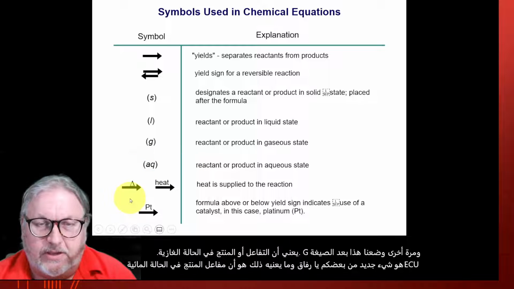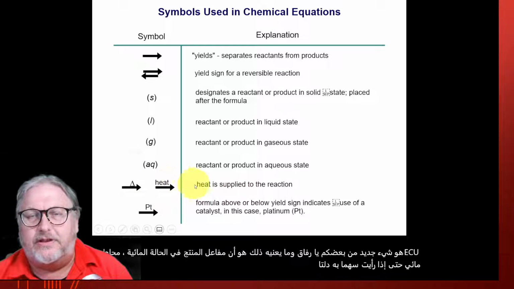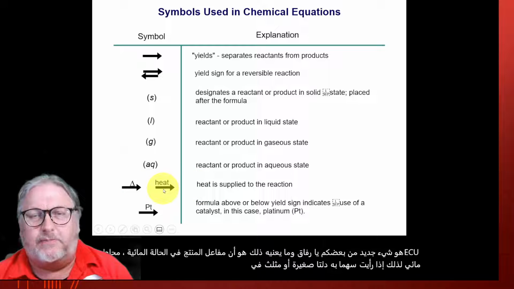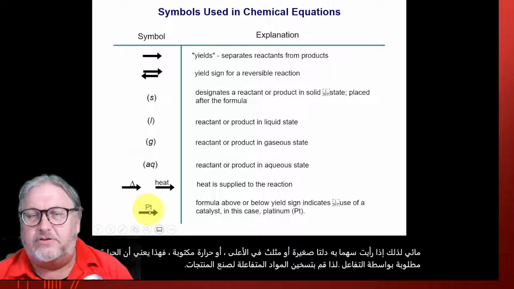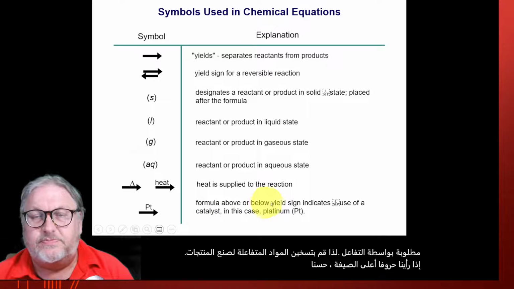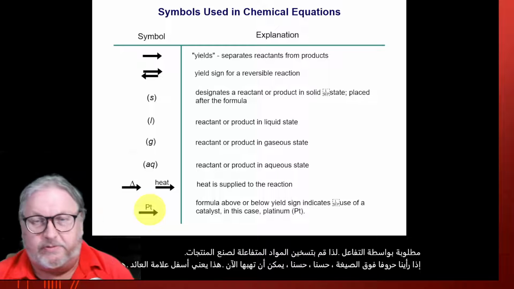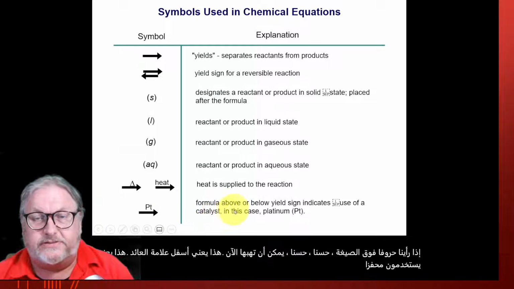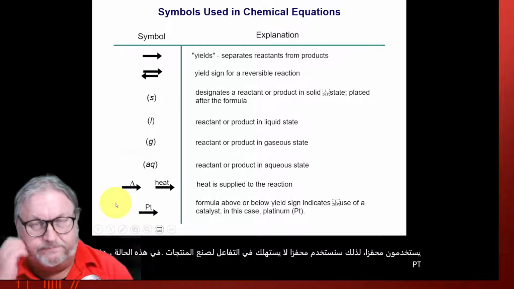Aqueous. So if you see an arrow with a little delta or a triangle on top, or heat written out, that means heat is required by the reaction. So we heat the reactants up to make the products. If we see letters on top of the arrow, or it could be below it, this means that they're using a catalyst, which is not consumed in the reaction, to make the products. In this case, this is Pt. You look on the periodic table, that is platinum.